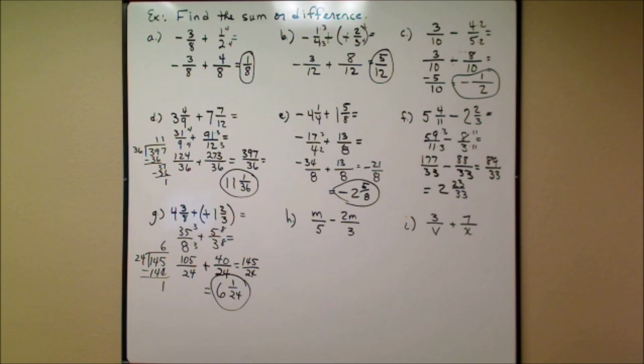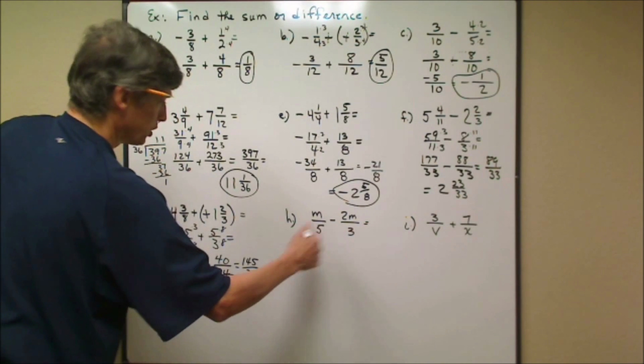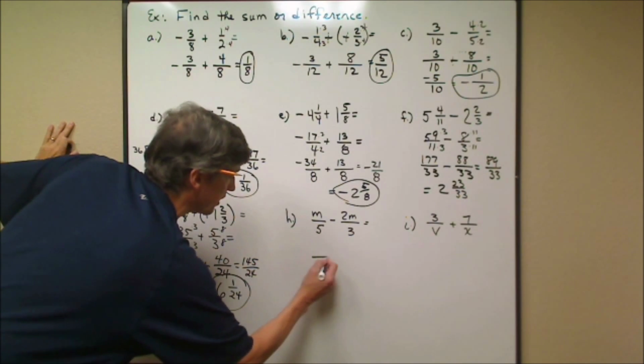Now the next 2 examples have variables either in the numerator or the denominator. It's easier with the numerator because you want to have your denominators workable and nice neat numbers like that. I can see my LCD is 15. So I'm going to go ahead and work this one out just like I did the other problems by getting a common denominator of 15.